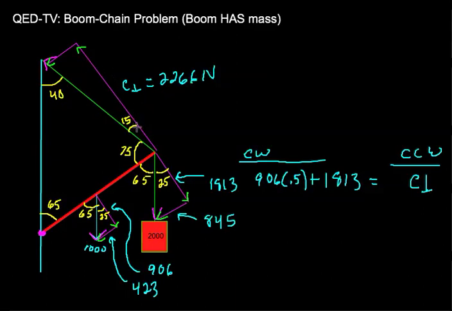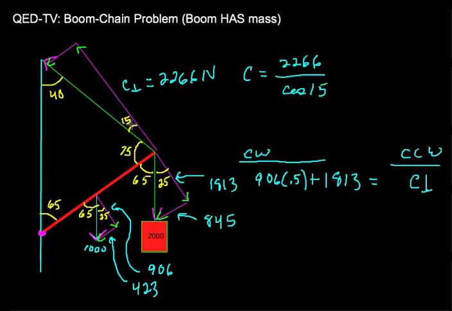One of the things we want to do is figure out what is the force in this chain right here, as we did in the last problem. And of course, this angle is 15. So the chain here should equal the 2266 over the cosine of 15.